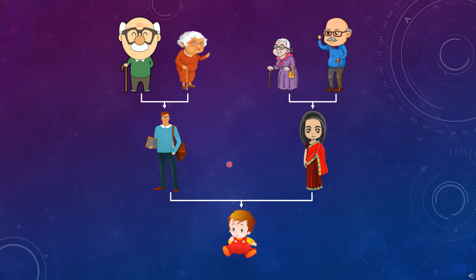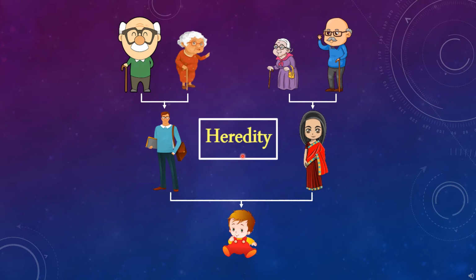Now, what is called the passing of traits from one generation to another generation? The passing of traits from one generation to another generation is called heredity. So we can say that heredity is the passing of traits from one generation to another generation.